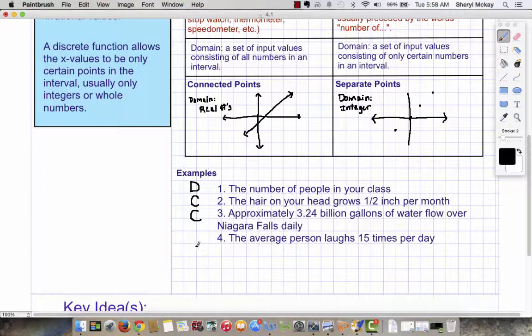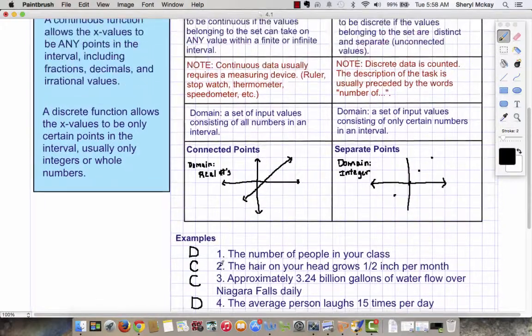And the last one, the average person laughs 15 times per day. Is that discrete or continuous? And hopefully on this one, you said it's discrete, because people usually don't laugh half an amount, right? They laugh, it counts as one laugh. Doesn't matter how short or long it is, that's a laugh. And so it's very discrete. It's 15 times per day, okay? And that's discrete and continuous.